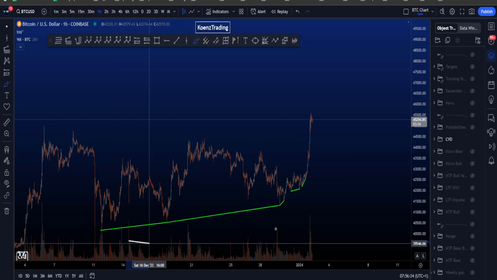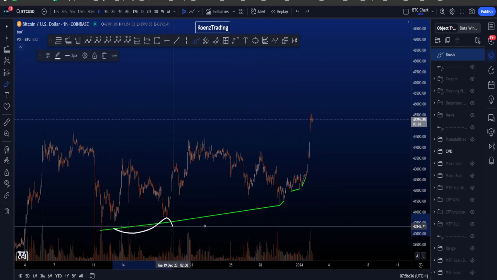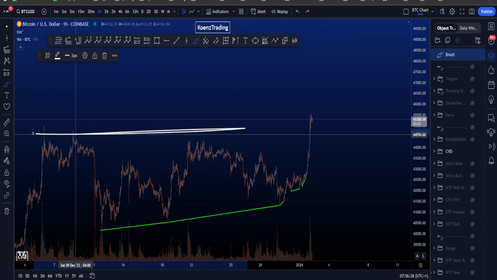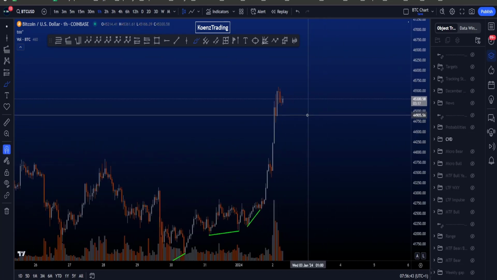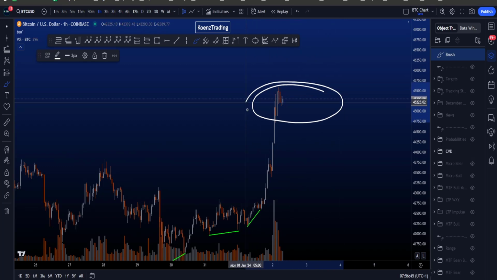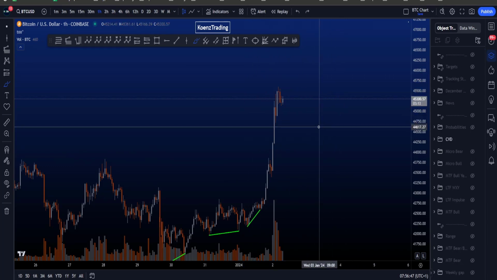If we then look at the CVD divergences, then all of the bullish CVD divergences that we had have played out because the highs have been taken, so that's very nice. These can now be removed, and we are going to wait for a range to form locally to reassess the CVD divergences.